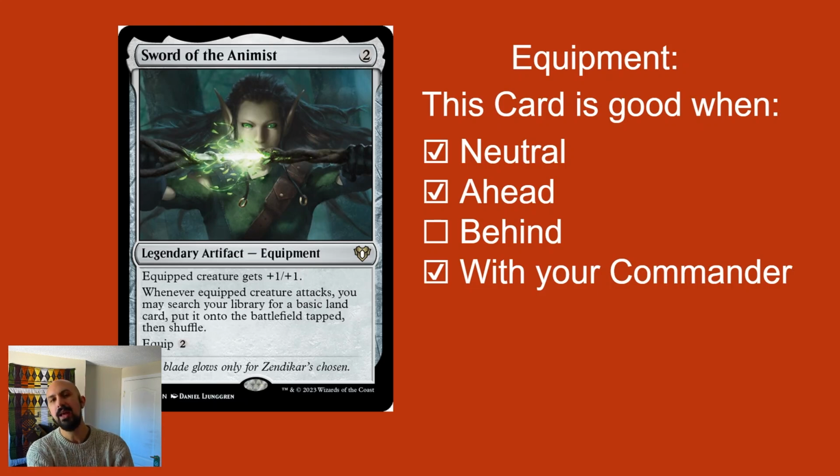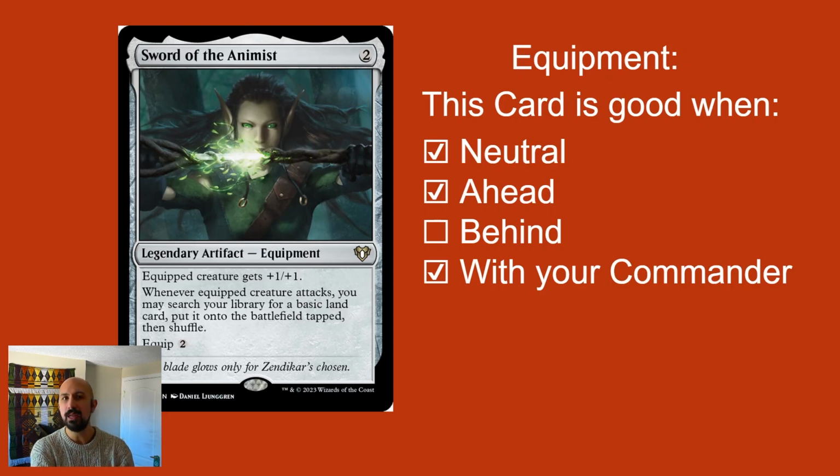Well, neutral and ahead are easy to tell because you'll have creatures to attach with, but with your commander, you might notice I didn't put a commander there. That's because universally, not always, but almost universally, your commander is a creature, right? And so an equipment card with your commander out should work 90% of the time. Therefore, a card like this is just good with your commander.